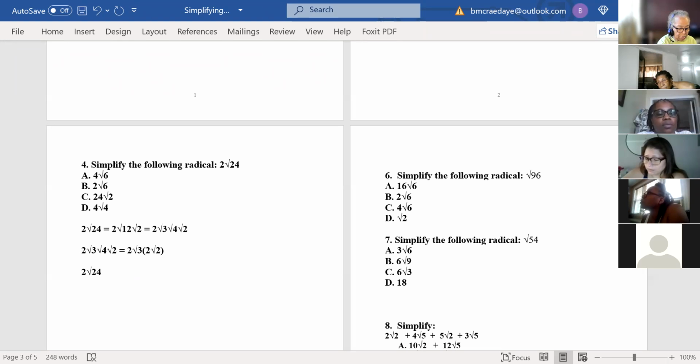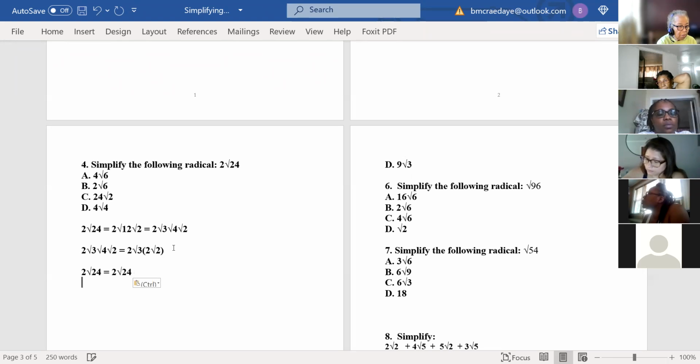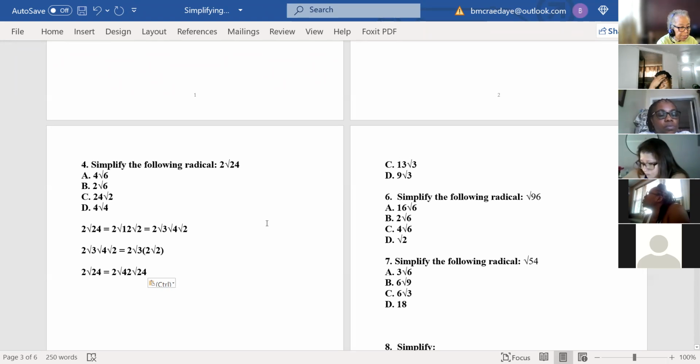So what this becomes is 2 times square root of 4 times the square root of 6. So this would be a 4, and let me copy this. This would be a 6. Square root of 4 times the square root of 6. So let's just take these extra numbers out and put a 6. Okay, so she factored the square root of 24 into the square root of 4 times the square root of 6, right?